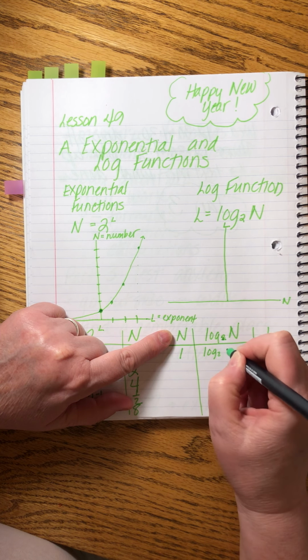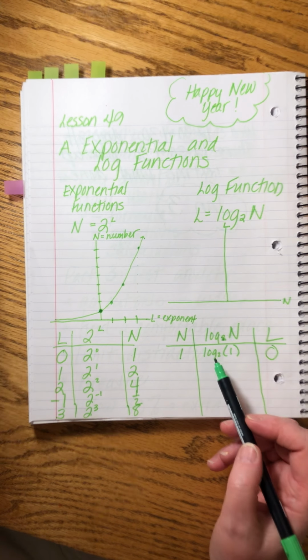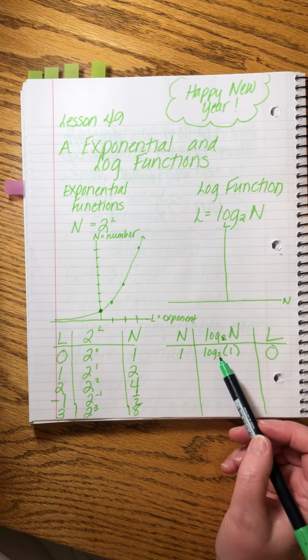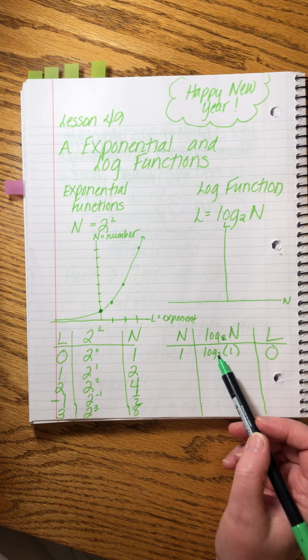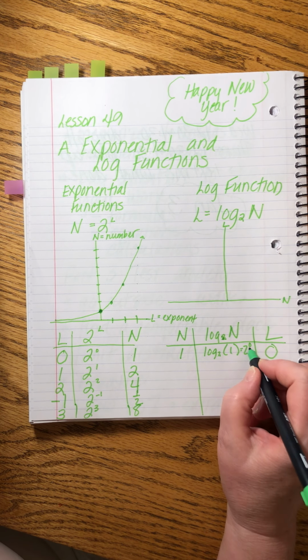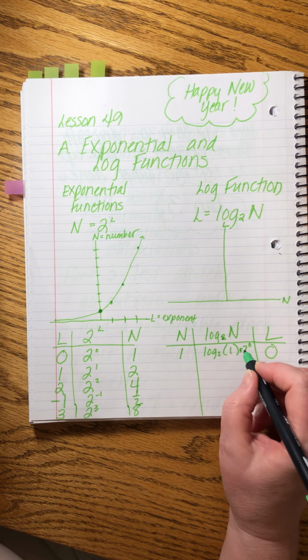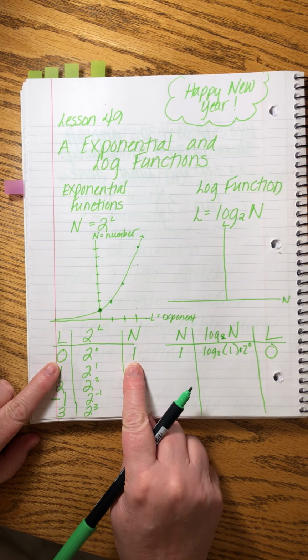And I'll write this out. Okay, this is what we're asking ourselves. What is the exponent, or log, that we put on a base of 2 to get the number of 1? 2 to the 0 equals 1. That shouldn't really be equals. That's just what my brain is thinking about. All right, notice it's the reverse of that.